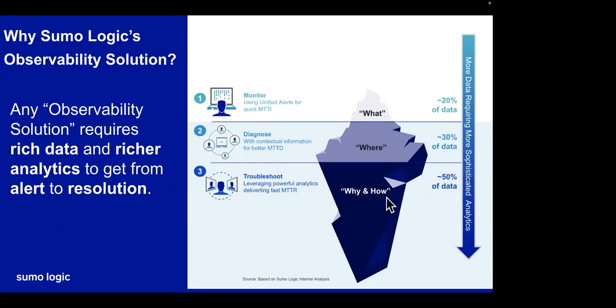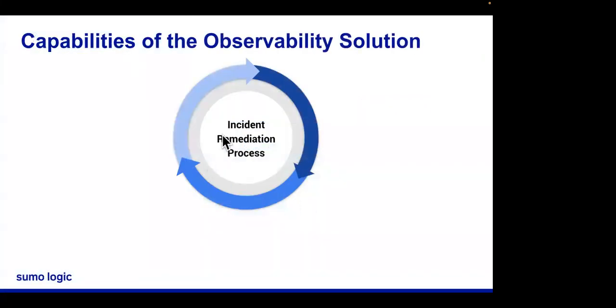This is the why and the how. And this is something that you want to be able to quickly identify so that you can get things back up and running. And of course, you want to learn from it so that you can prevent it from happening going forward. All right. As far as the capabilities of our observability solution, right?